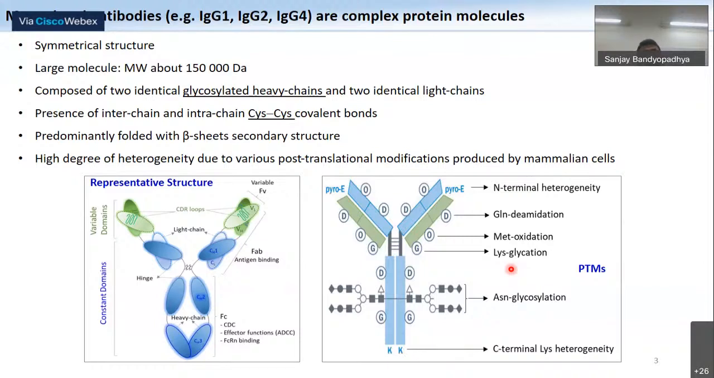Because they are large, you can see the molecular weight is very big, about 150 kilodalton. And because it is a large molecule, Mother Nature made them in such a manner that they hold together in the assembled form through disulfide bridges, which are covalent in nature. These monoclonal antibodies have to remain in the systemic circulation and travel for a long time in the circulation. So they need to be stable.